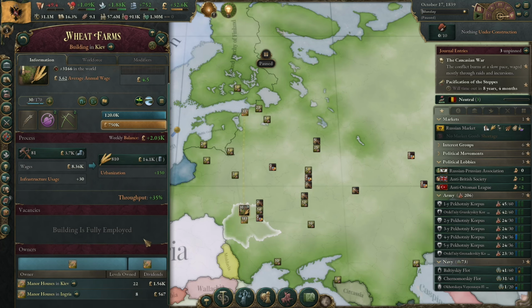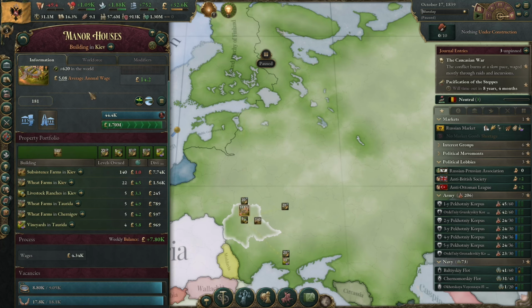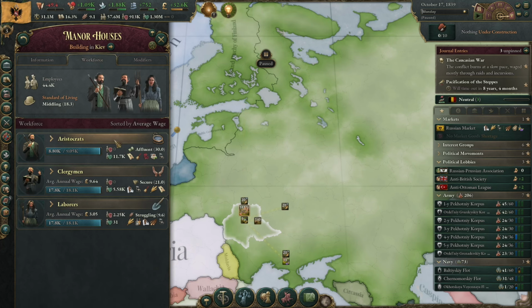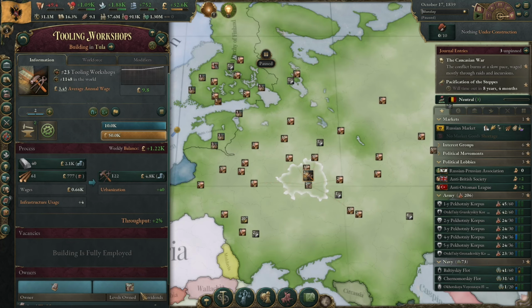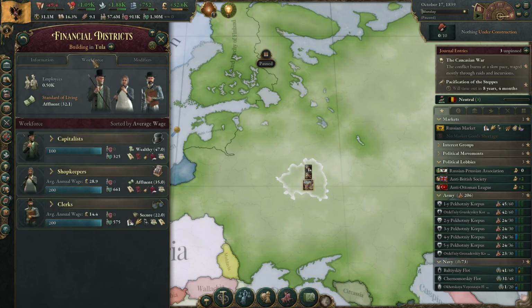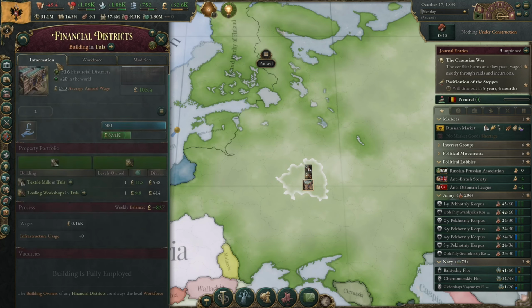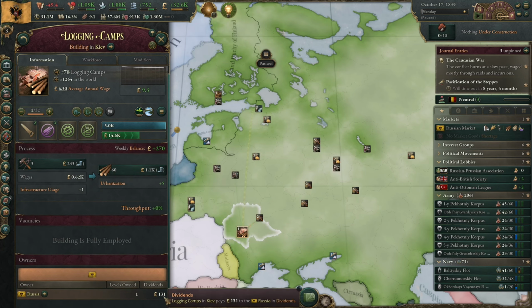Hence, the building pays less dividends to the owner. In the case of this wheat farm, it's the manor houses. So we steal money from the aristocrats and also a bit from clergymen. But the building could also be owned by financial districts or companies. In this case, we would steal from capitalists and a bit from shopkeepers. Or the building is state-owned, then some money comes from the state.